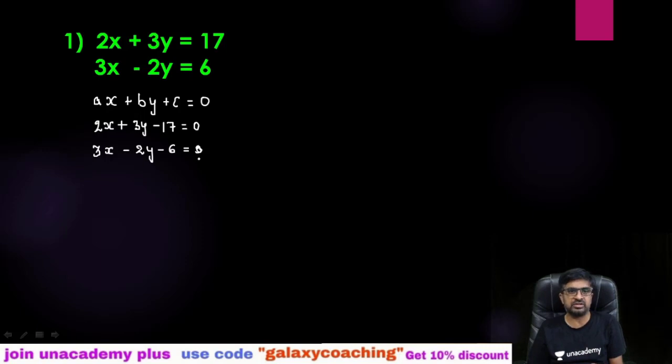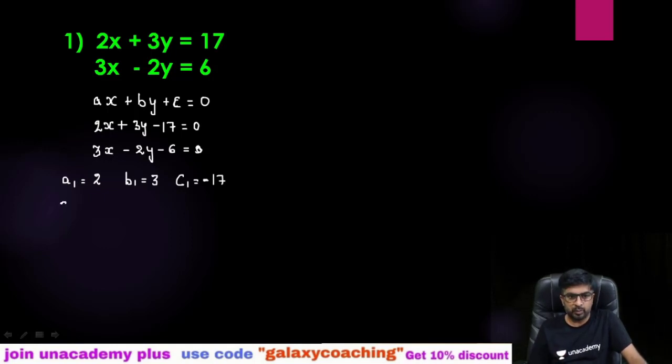Students make mistakes in this step because in other methods they don't have to do this, so they forget. Please keep that in mind, and then you need to find the values of a, b, c from the first equation. That's why I am writing a1, that is 2, b1, that is 3, and c1 of the first equation is minus 17. Students also forget to keep the minus sign with the term, so please focus on signs, guys.